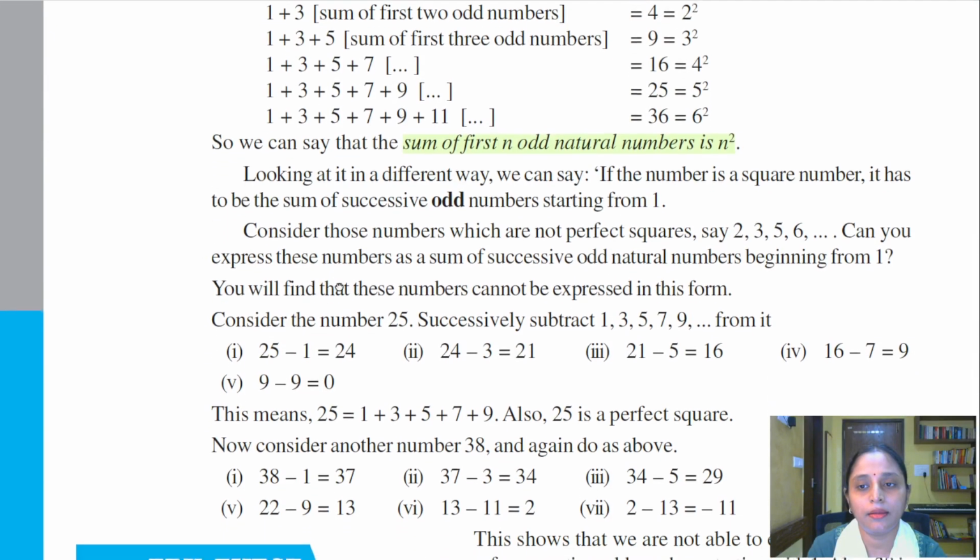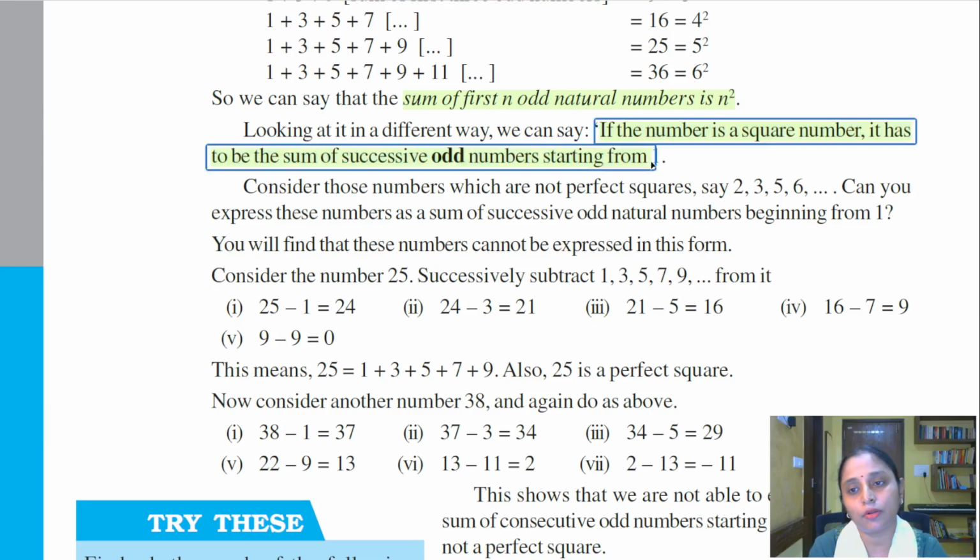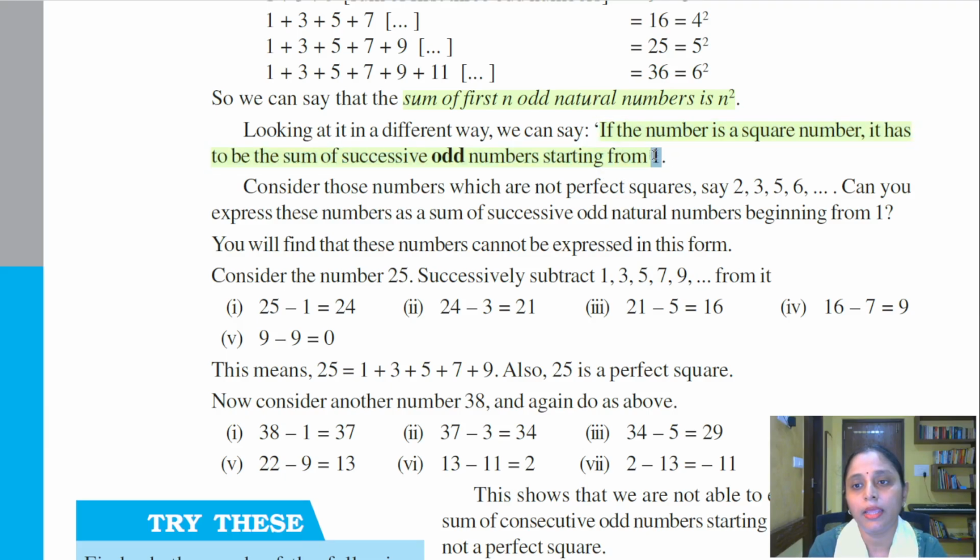And now what is the proof for this? Like I said, you will have it in arithmetic progressions. Now looking at it in a different way, since it is a formula, the converse is also true. That is, if you have a square number, then you can write it as a sum of successive odd numbers starting from 1. Okay, so that also can be done.